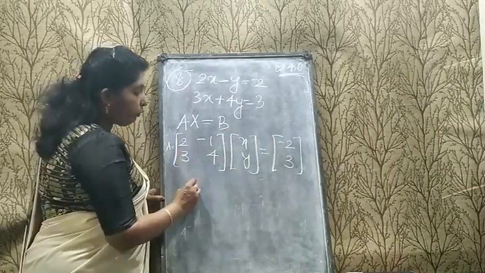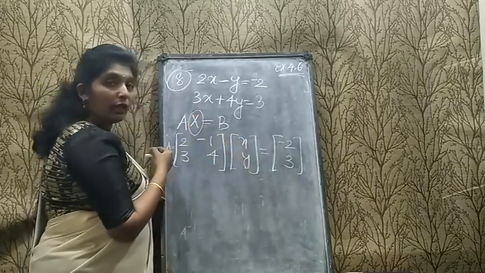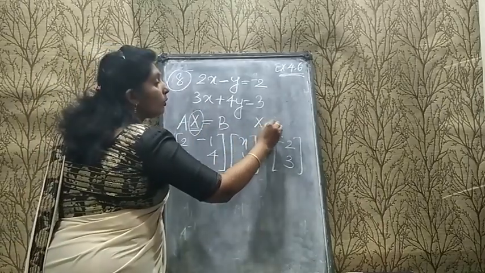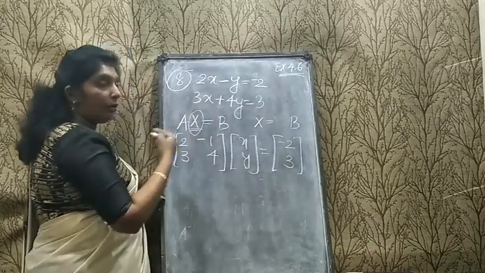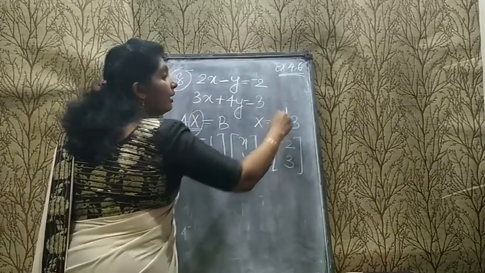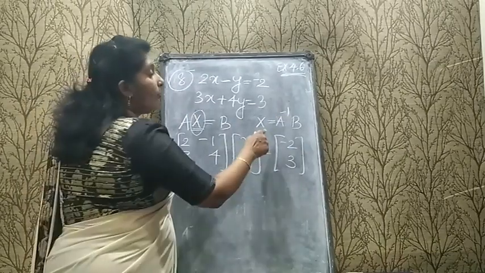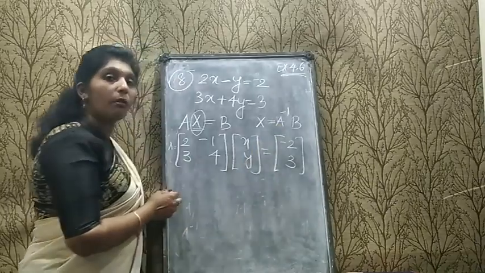Now I am going to find out the X. X means I need to find the value of x and y. How will we get X? X is equal to B, you can write as it is. A you have to shift here, that will be A inverse. So A inverse into B is equal to X. It means for finding the value of X and Y, I have to multiply A inverse with B.